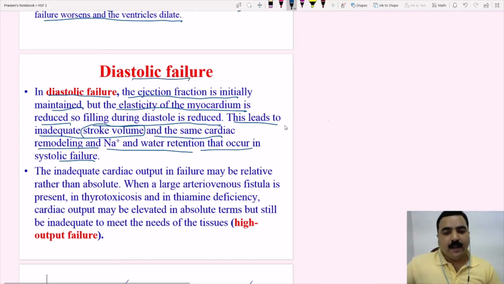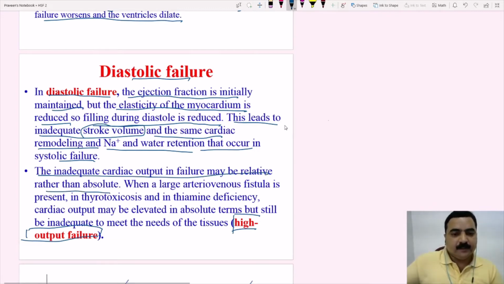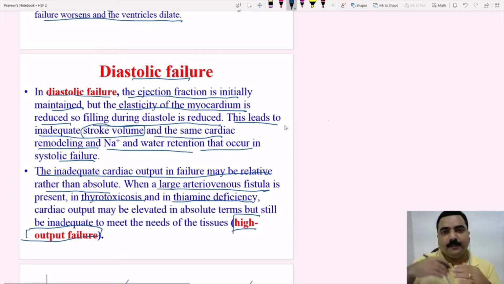Now let us go to high output failure. Here the heart is working well. In high output failure, the heart is good, but the inadequate cardiac output may be relative rather than absolute. This can be due to a large arteriovenous fistula, thyrotoxicosis, or thiamine deficiency, the beriberi condition. With a large arteriovenous fistula, the heart is pumping, but because of the fistula the blood goes from the larger artery directly into the veins, so it does not reach the capillaries and the tissues. So even though the heart is pumping, the blood is not reaching the tissues.